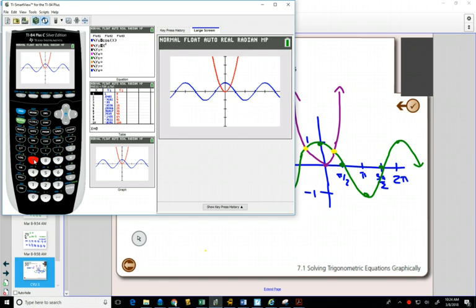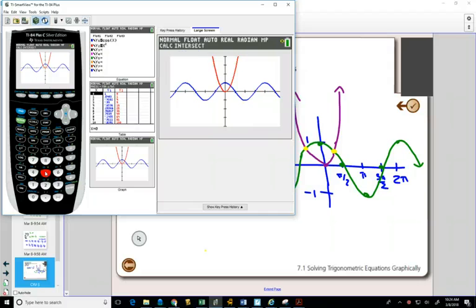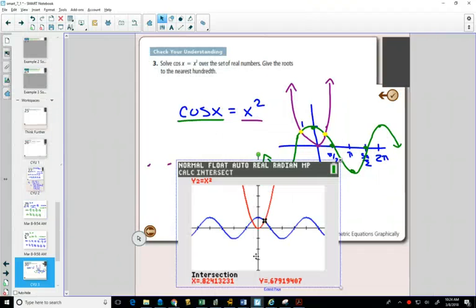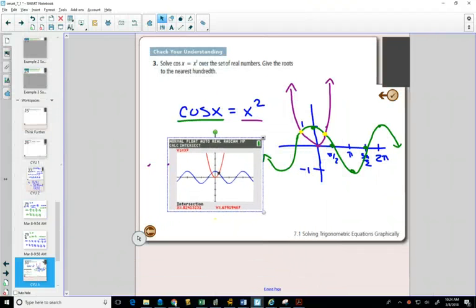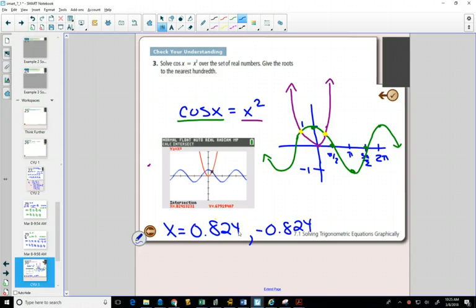Now, if I want to find out where those two graphs intersect, second, calculate. I want to find number 5, the intersect. Enter on the first curve, enter on the second curve, guess, and it'll always find the nearest one. And it tells us x is equal to 0.824. I can use symmetry to find out that the other one would have to be the same because of what I know about parabolas and what I know about cosine graphs.